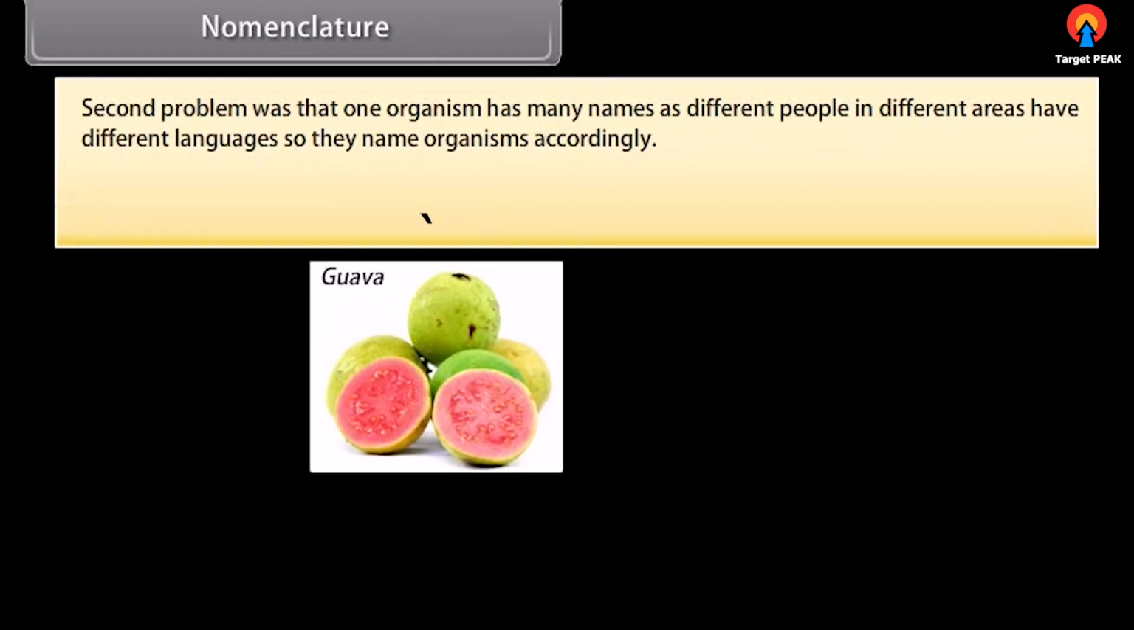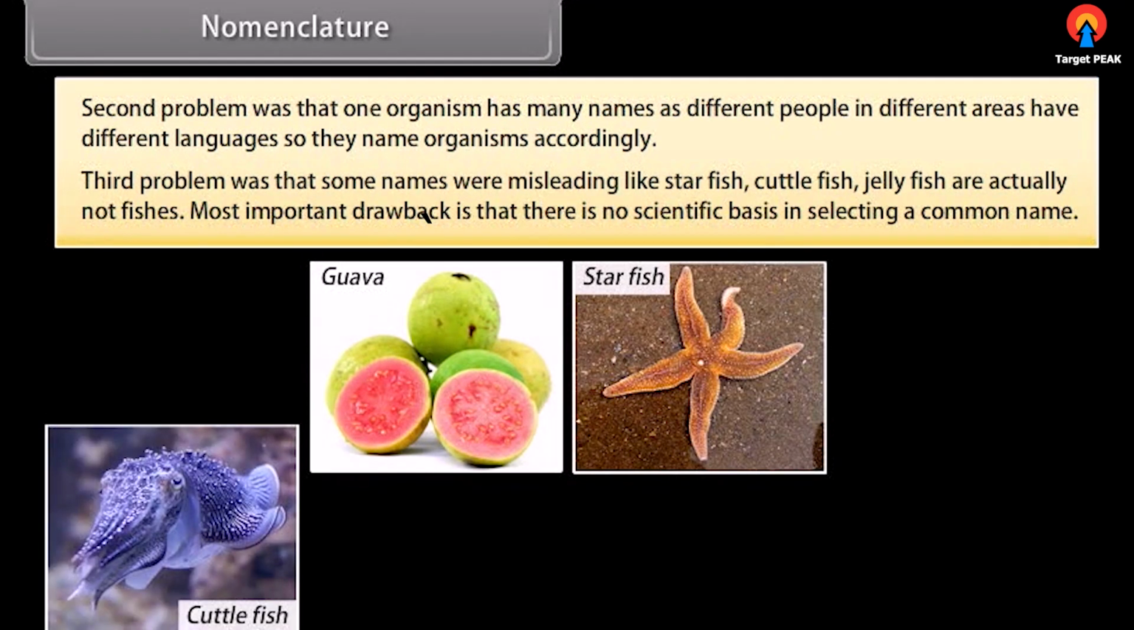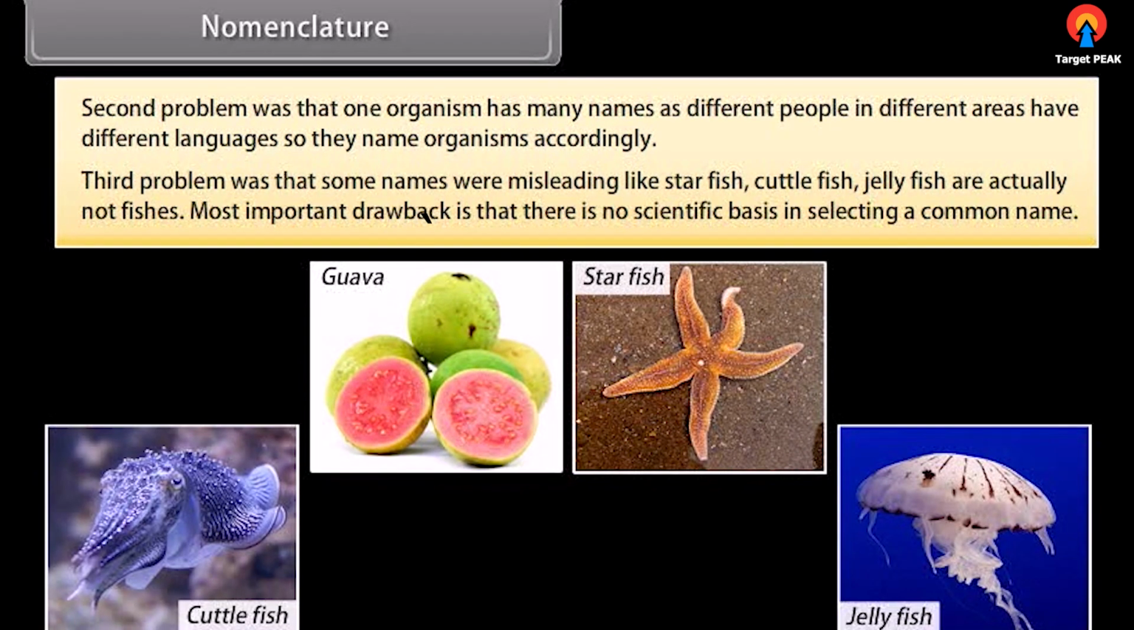The second problem was that one organism has many names, as different people in different areas have different languages, so they name organisms accordingly. The third problem was that some names were misleading, like starfish, cuttlefish, and jellyfish, which are actually not fishes. The most important drawback is that there is no scientific basis in selecting a common name.